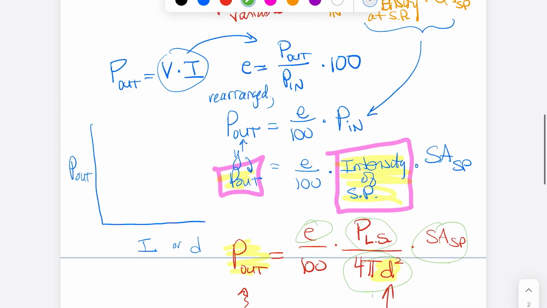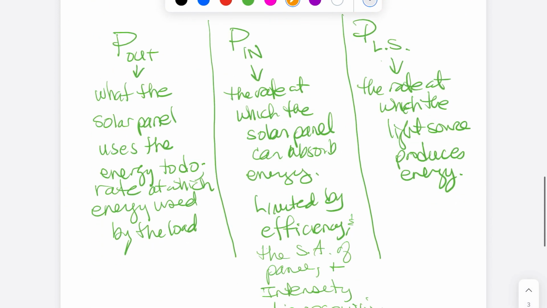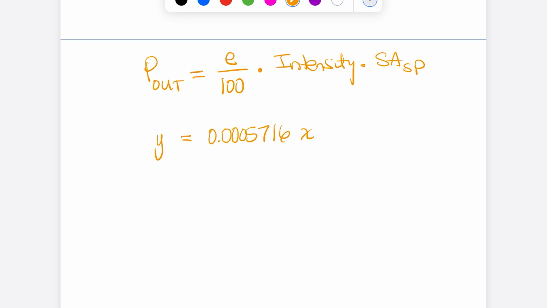So now back to our graphs. Now that we've derived this equation, let's use it to interpret our graph. So I'm going to rewrite that here. Power out equals efficiency over 100 times intensity times the surface area of the solar panel. If on our graph the equation of our line was y equals 0.00057116x, then power out equals 0.00057116, and instead of x, it's going to be intensity. So this was the graph we did on Excel.